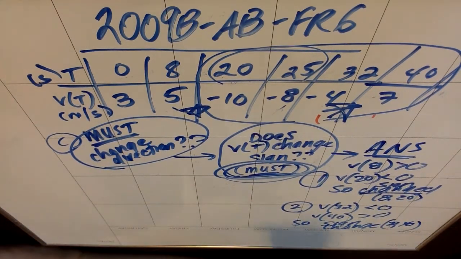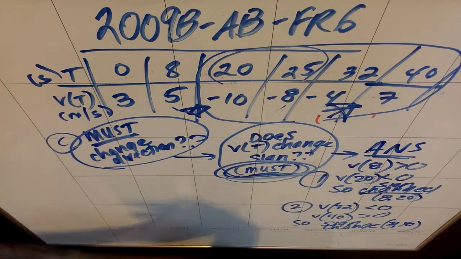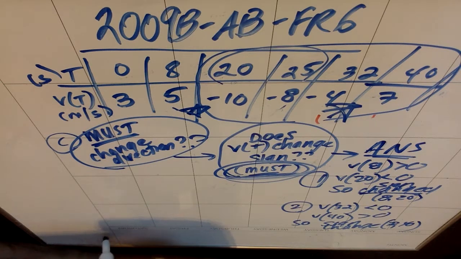So let's go back and read the question and make sure we explain. So must the particle change direction in any of the subintervals indicated by the data? If so, identify the subintervals and explain your reasoning. If not, explain why not.